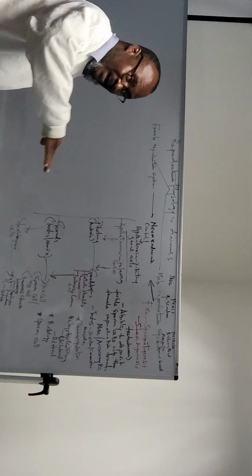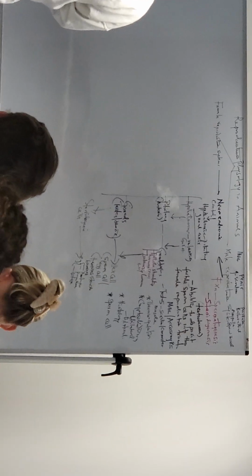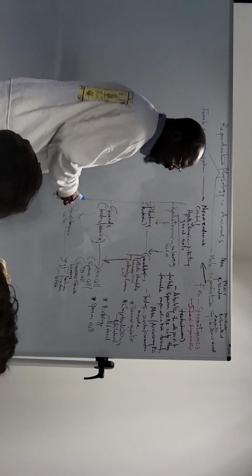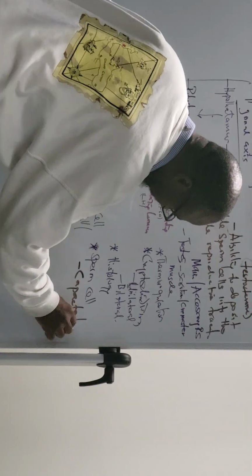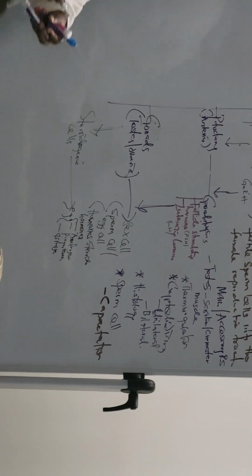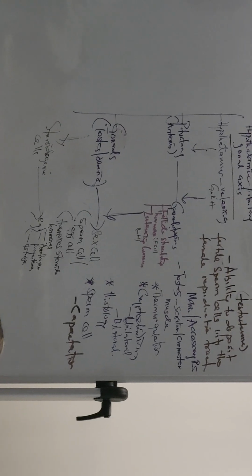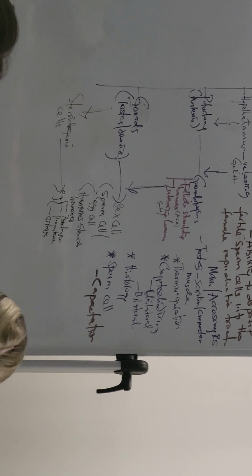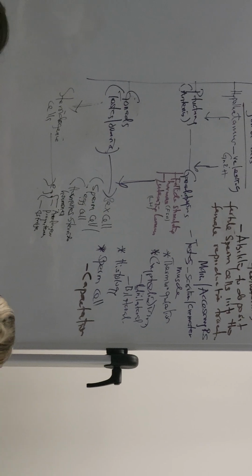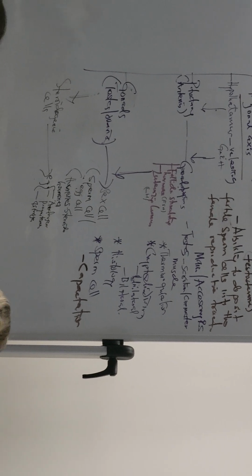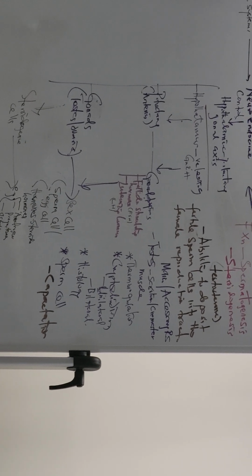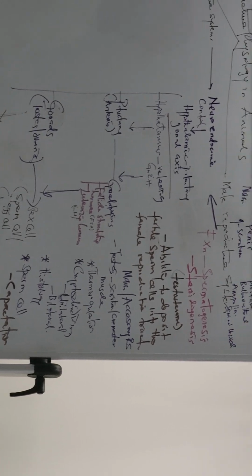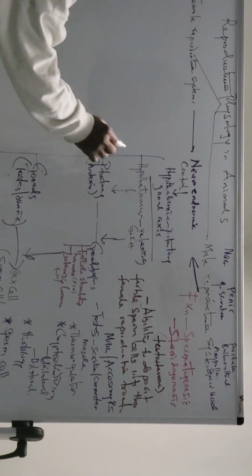But in order to prepare it to encounter the oocyte, it has to acquire capacitation. So we are going to be talking about the concept of sperm capacitation. When a sperm has been capacitated, it can now penetrate the egg cell, and then we see that fertilization has taken place.